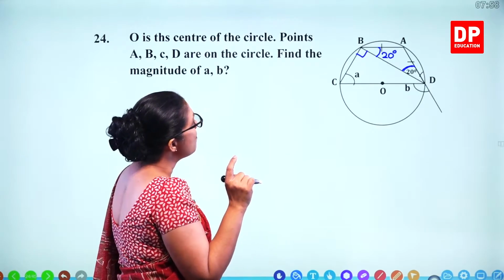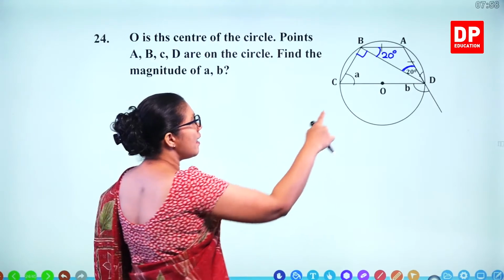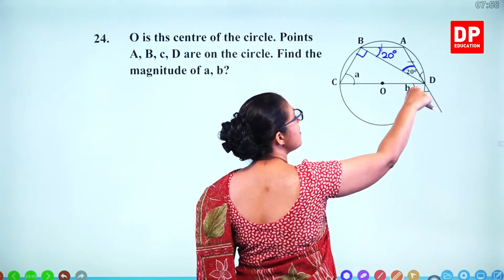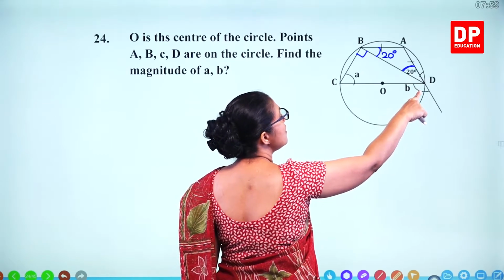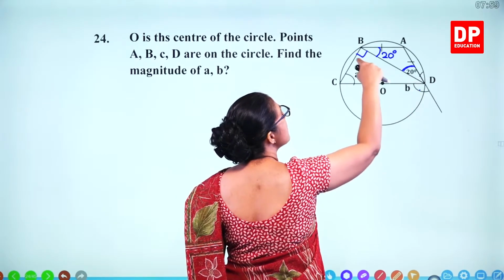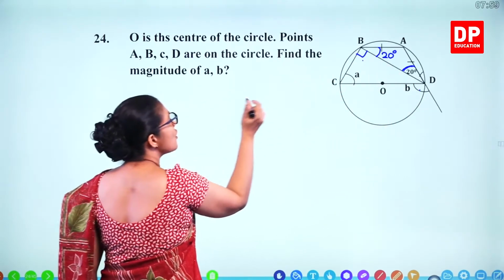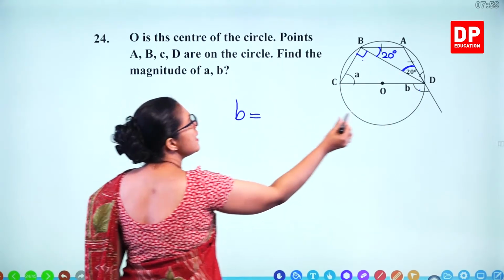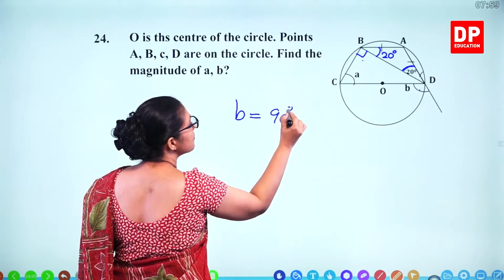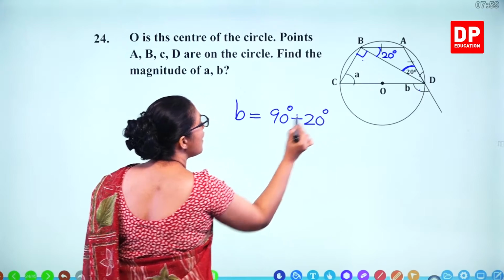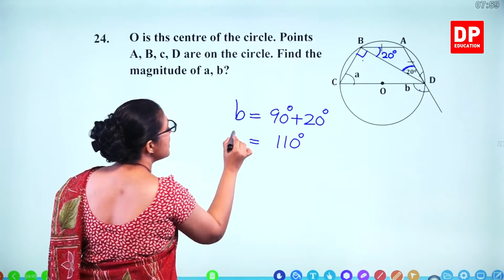What other information can you see? This is the exterior angle of a cyclic quadrilateral. This is equal to the opposite interior angle. So what can you say about B? B is equal to 90 plus 20. Straight away you can find B. 9 plus 2, 11. So 110 is B.